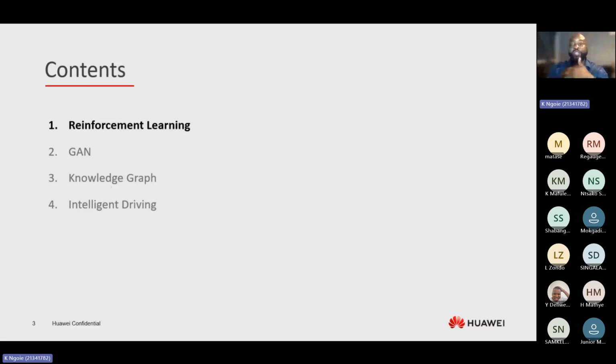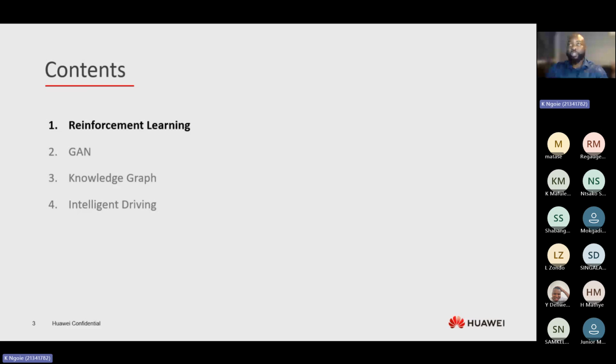This is what you find, for example, in your search engine on Google. When you type something, Google can give you all that information. So that is knowledge graph. And then we have intelligent driving. Intelligent driving has to do with self-driving cars. Okay, so we have autonomous driving.